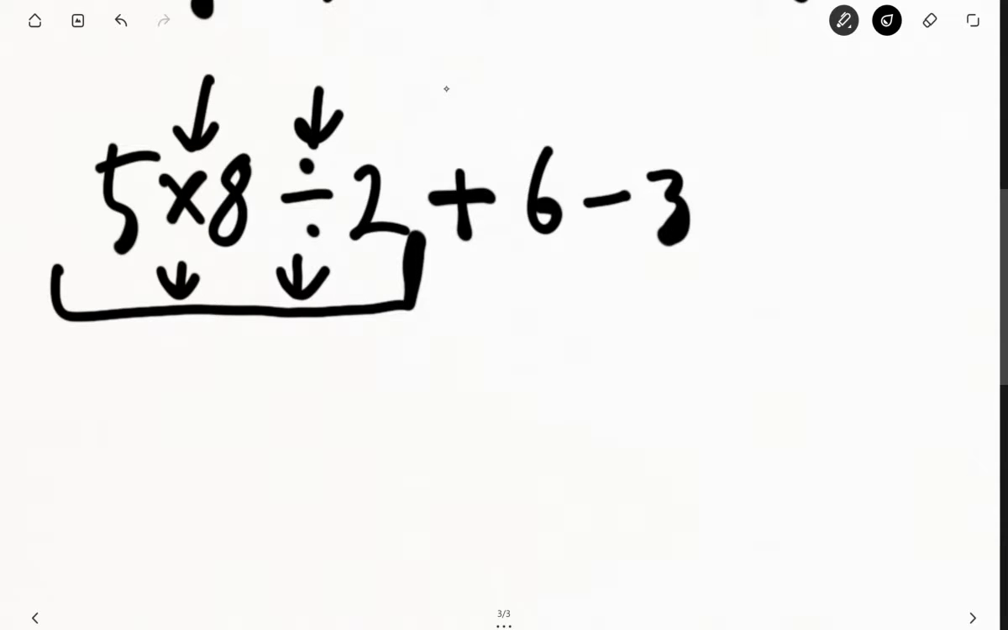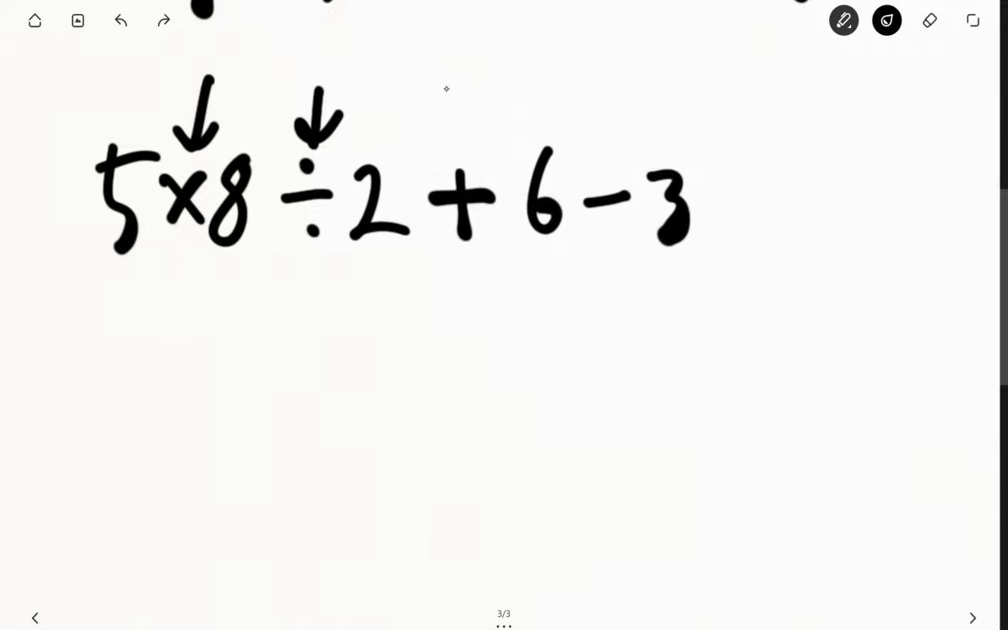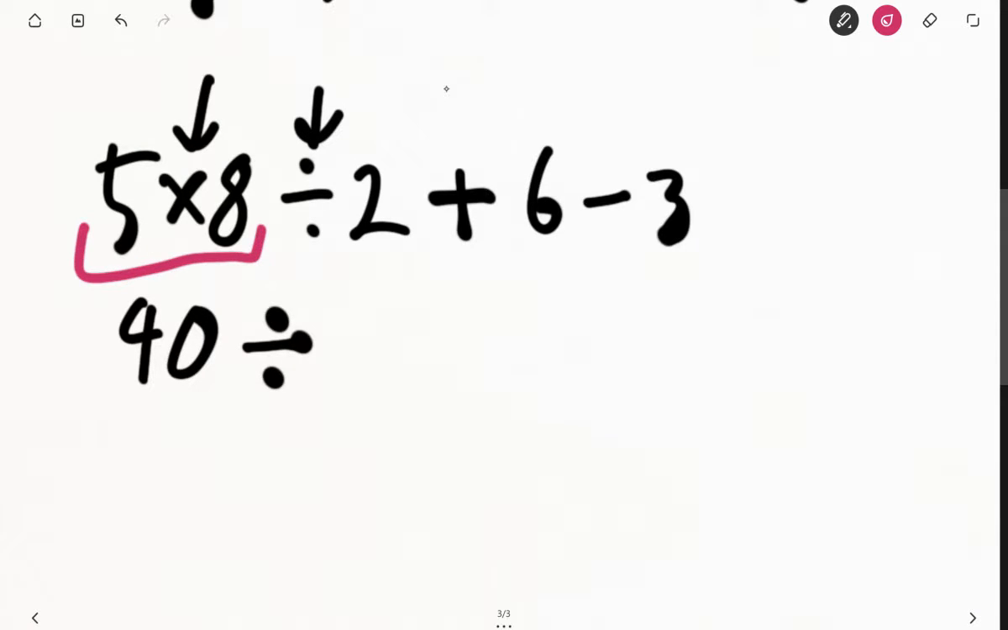So let's just go left to right first. So we're going to start with 5 times 8. 5 times 8 is 40. Let me get my colors so we're consistent here. 5 times 8 becomes 40.